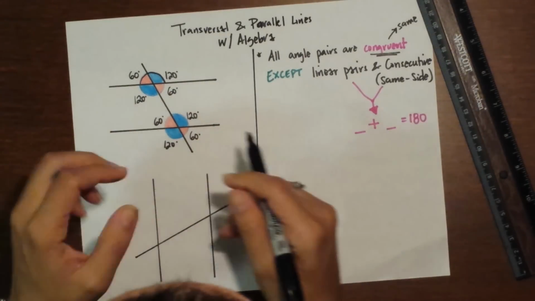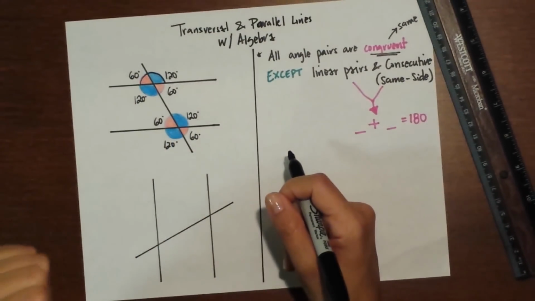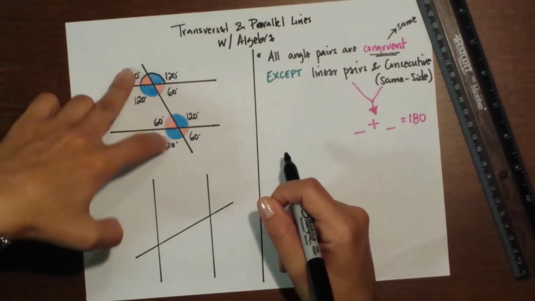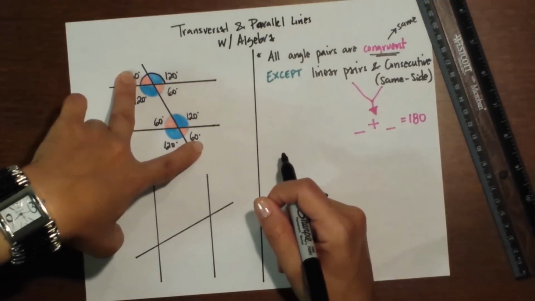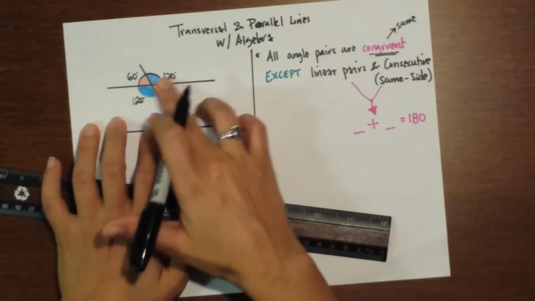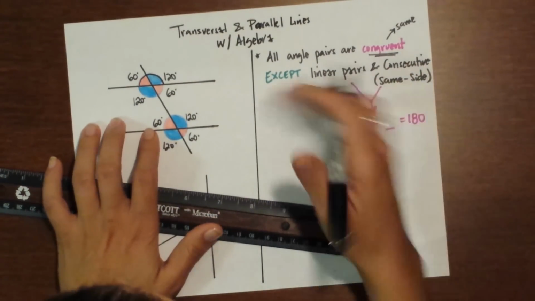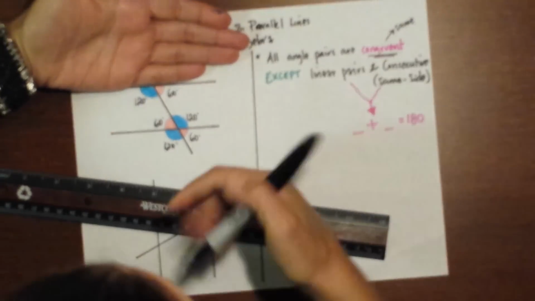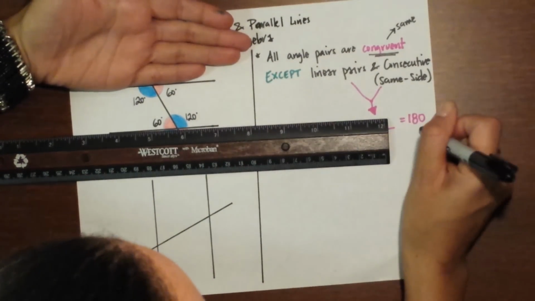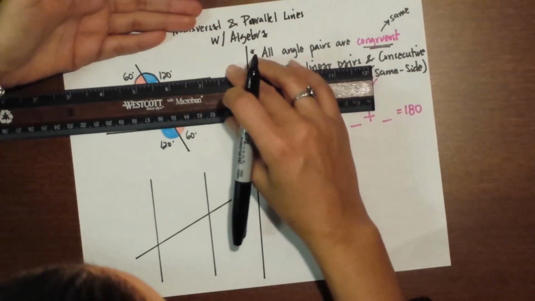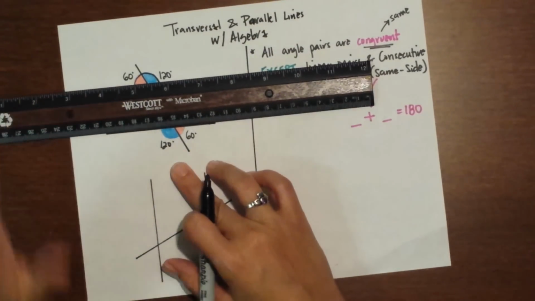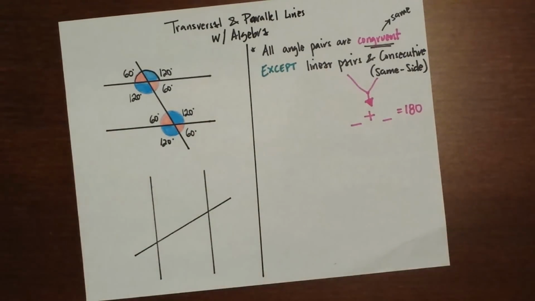So let's take a look at it. Vertical, is that congruent? Yes, it is. Alternate interior, is that congruent? Yes, it is. Exterior alternate, is that congruent? Yes, it is. Linear pair, is that congruent? No. And look at that, it adds up to 180. Let's look at consecutive interior. Inside my house, same side, consecutive, is that congruent? No, but notice they add up to 180. Same thing over here. If you look at exterior, same thing. Anything consecutive adds up to 180. Perfect. Now let's take a look at how this is going to play into algebra.